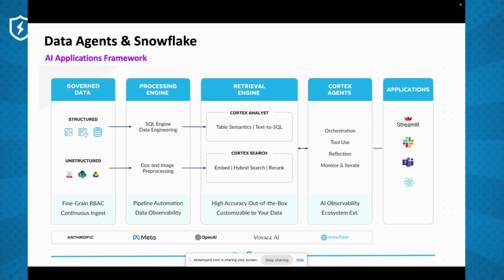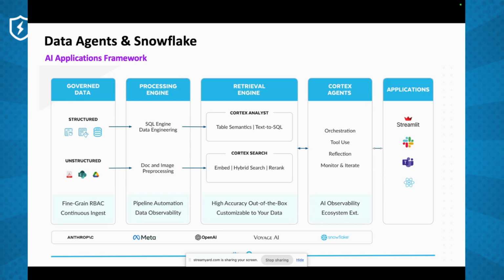Now, if you go to the center, that's your retrieval engine. And that is where I'm talking about the two data agents that Snowflake gives, Cortex Analyst and Cortex Search. Cortex Analyst, in simple words, is text to SQL, and Cortex Search involves hybrid search. We'll talk about this in the next couple of slides. But it's all about making sure that there is high accuracy, out of the box, customizable to your data. And on the right side, you see Cortex agents, where we are talking about orchestration, tools it uses, reflection, etc. Observability is also a very important point, and actually, Snowflake's view of the agentic world is across five pillars, and I'm going to talk about those five pillars.